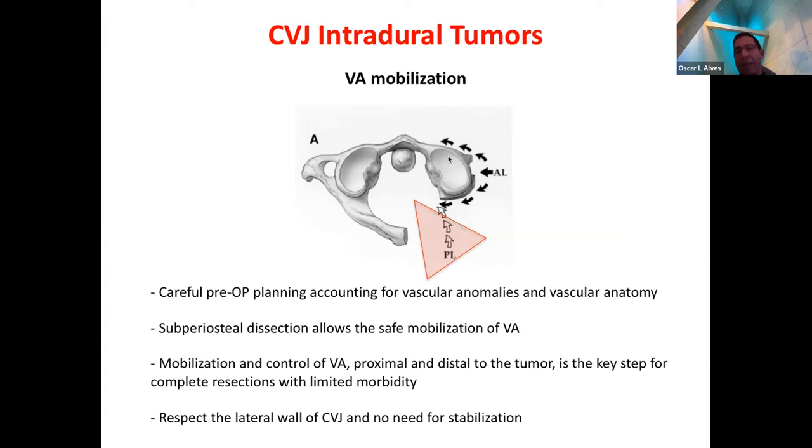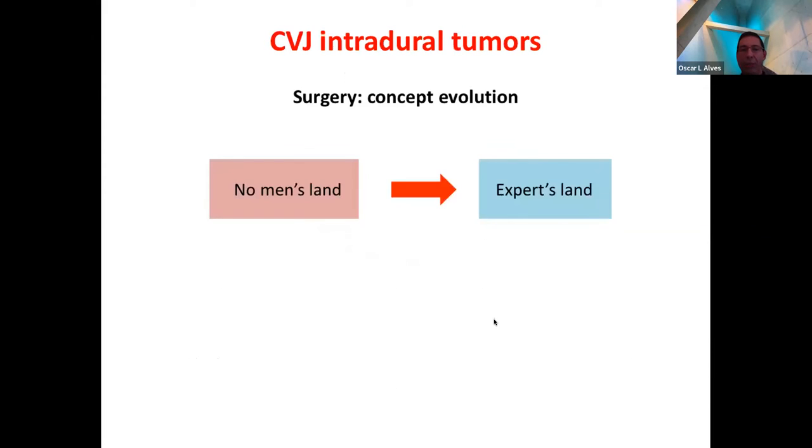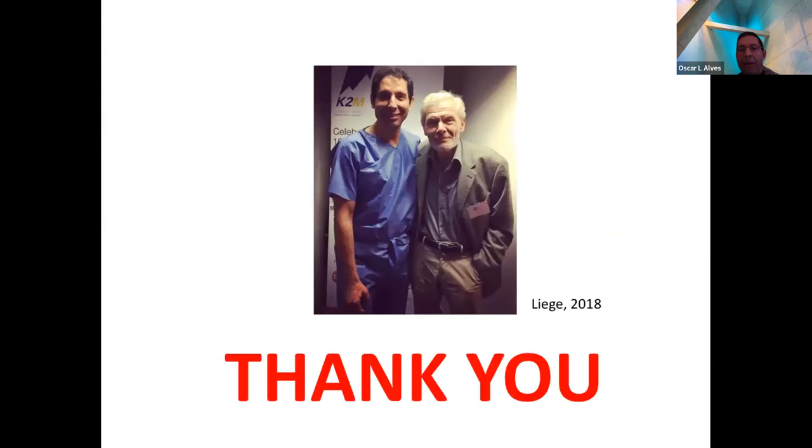And since you are respecting most of the lateral wall of the craniovertebral junction, there is no need for stabilization. So what was once considered no man's land has become expert's land, and this is really due to the fact that you can control and mobilize the vertebral artery. This is actually the first time we were together in a cadaver lab around the vertebral artery, with the late Professor George. Thank you for your time.